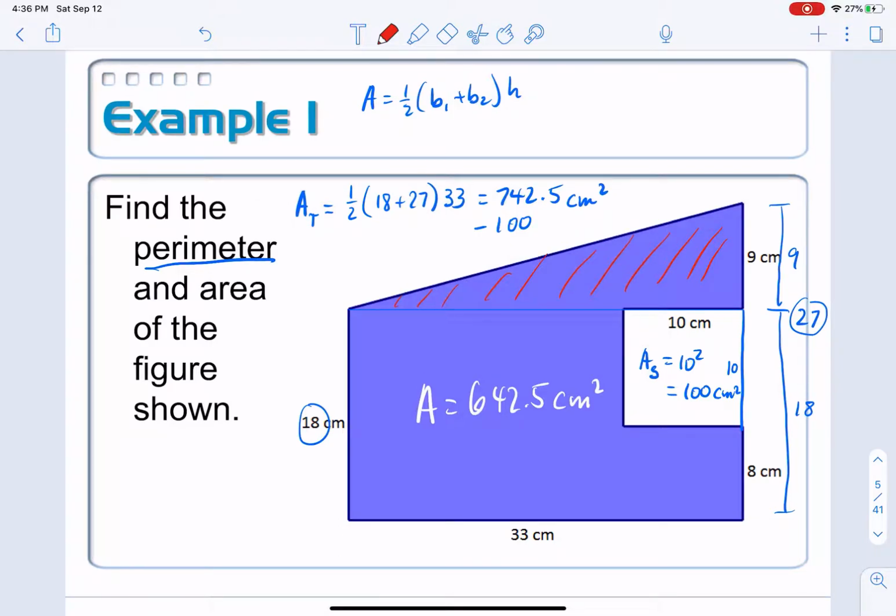So I will have to use the Pythagorean theorem in order to find that hypotenuse length, which I will call C. I have one side is 9. How about this one here? How big is that one? Well, it's the same side length as this one down here, which is 33. So I'll use the Pythagorean theorem as C squared is equal to 33 squared for that bottom side, plus 9 squared for the height of that thing.